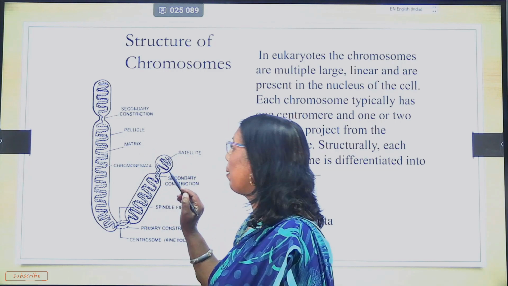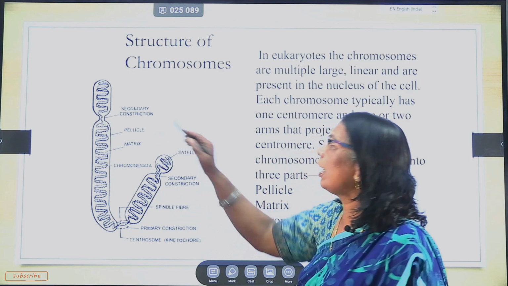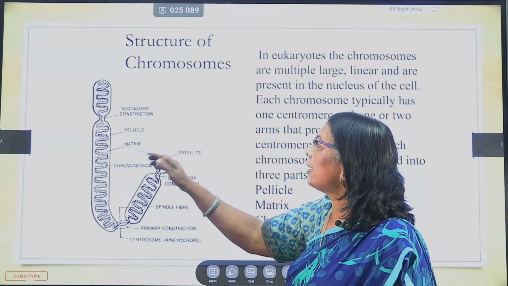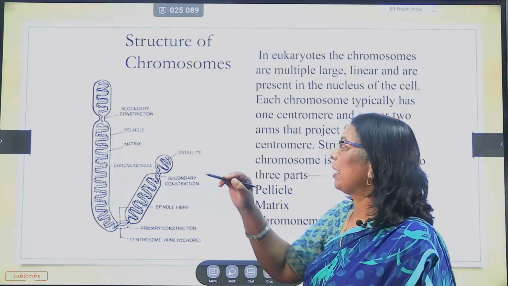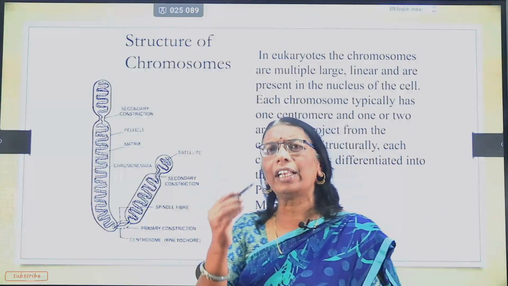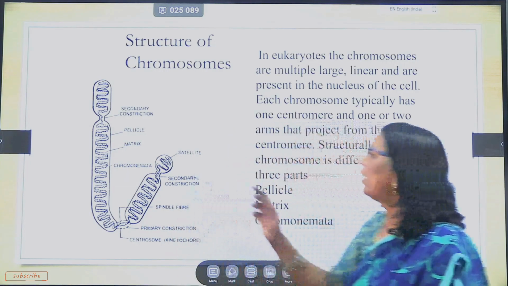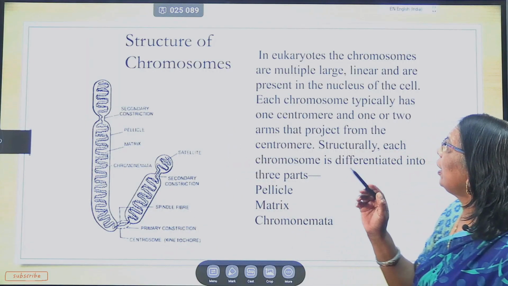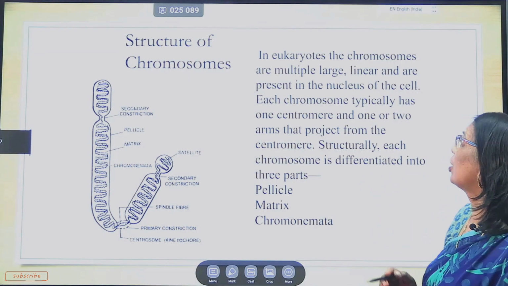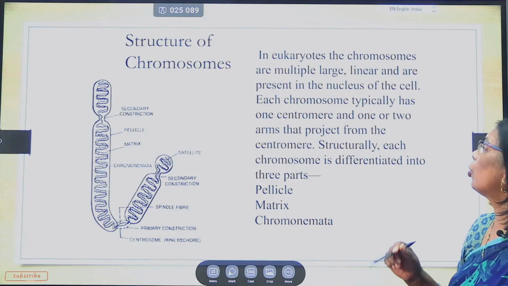This rod-shaped structure has an outer layer. That outer membrane-bound layer is termed the pellicle. Inside that, the matrix is present, and in the matrix the chromatids, thin thread-like structures that are spirally coiled, are present. These are termed chromatids. In eukaryotes, the chromosomes are multiple and large. These are linear and are present in the nucleus of the cell.